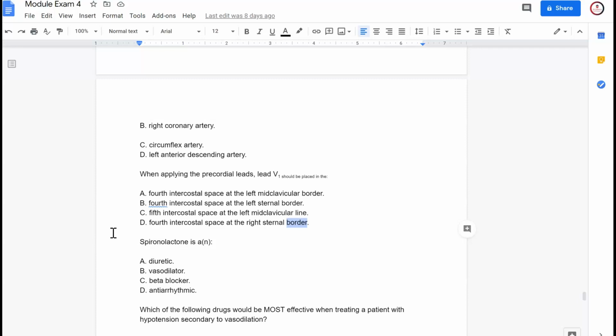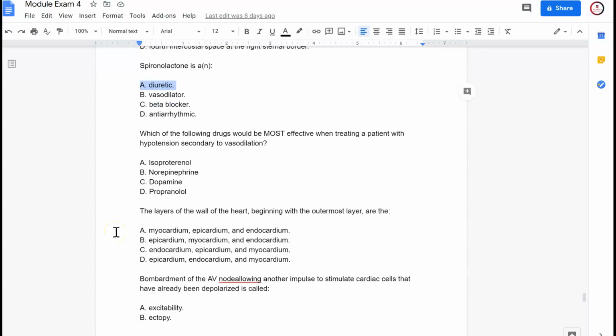Spironolactone is what? Again, this is a little bit of having some common medical knowledge and being familiar with medications. Spironolactone is a diuretic.